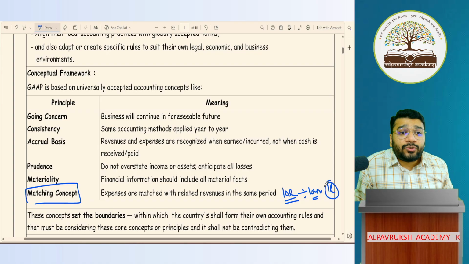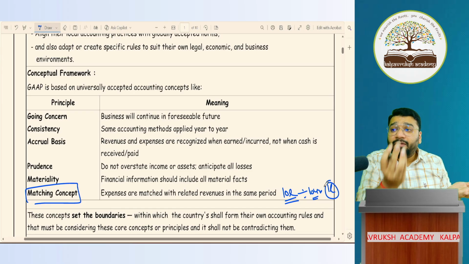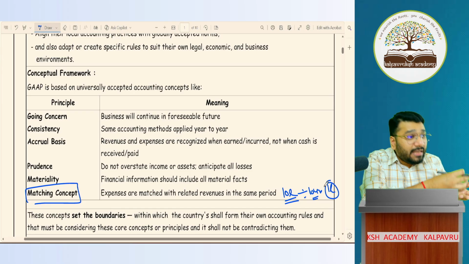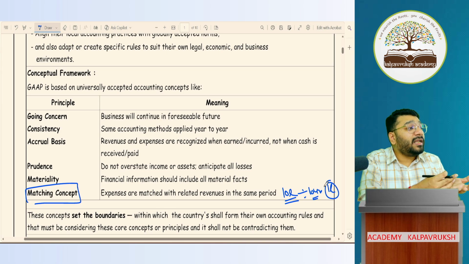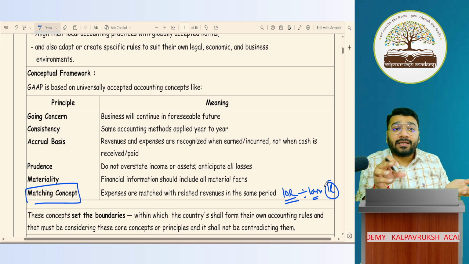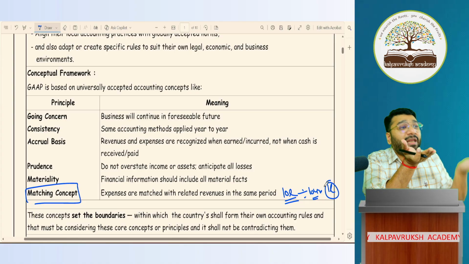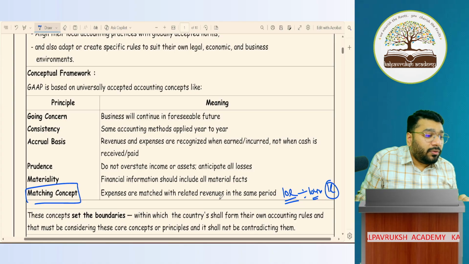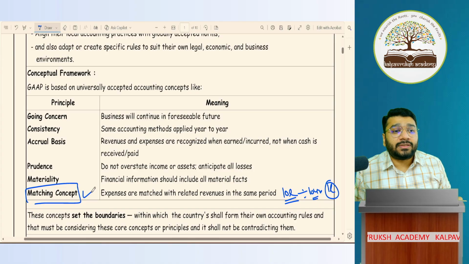Means what? Since I'm getting benefit from this machine for 10 years, I should record its proportionate expenditure also for 10 years. So expenditure and its benefit should match. So AS 10 satisfies the matching concept.